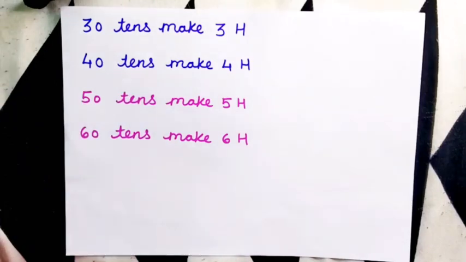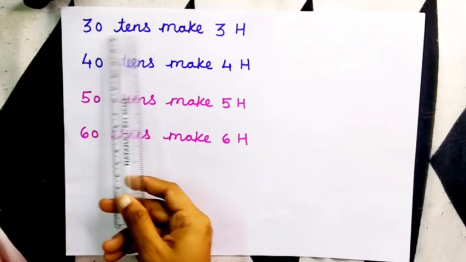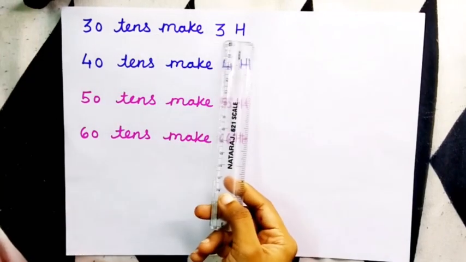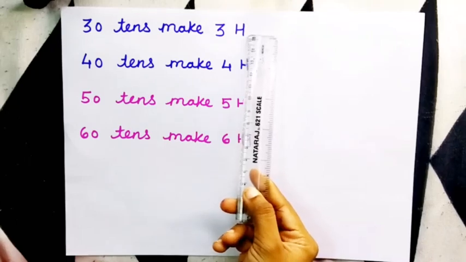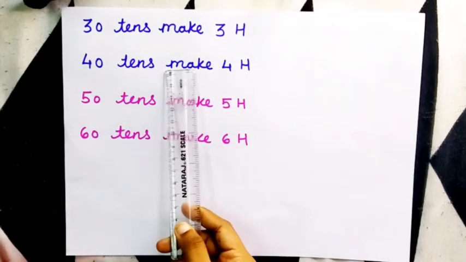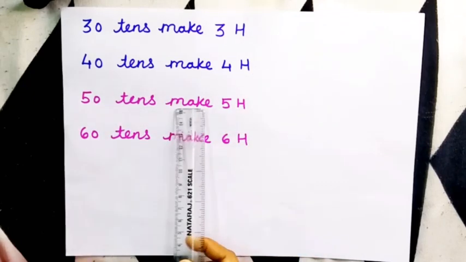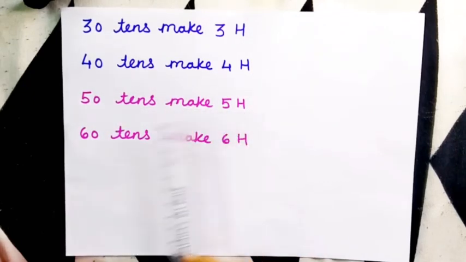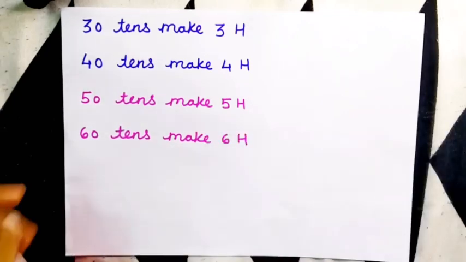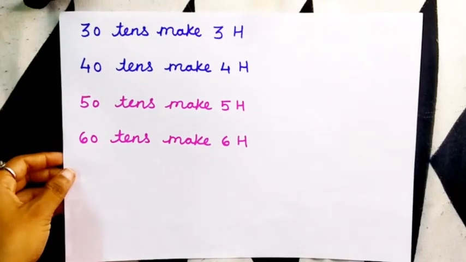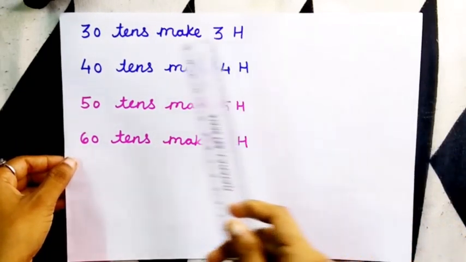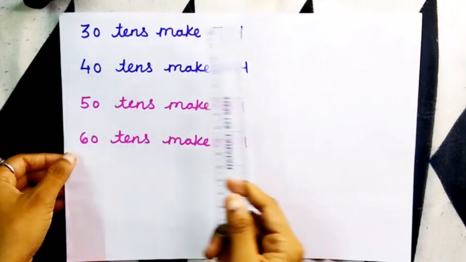In the same way, 30 tens make 300. H means 100. 40 tens make 400. 50 tens make 500. 60 tens make 600 and so on. Children, I think you understood the relation between tens and 100.